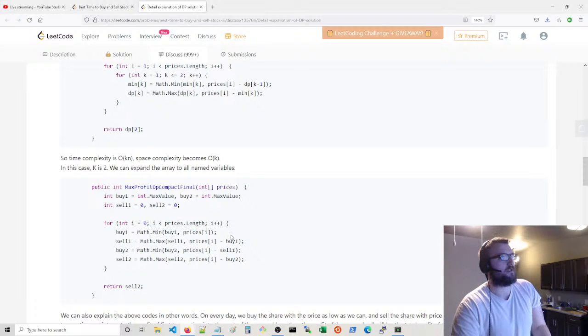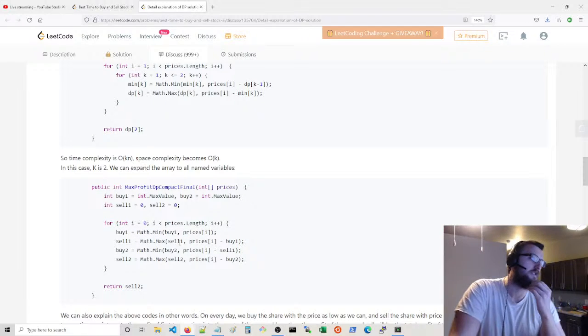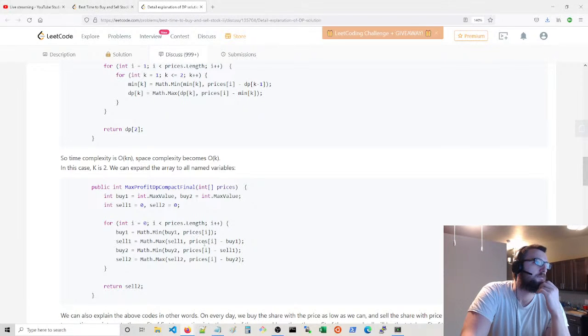So right, the first one is just prices of i. The sell one is the max, so you're going to minimize the price to buy at. The price you sell at is going to come after that. Take the difference between, right, where you decide where to sell, and then buy also updates based off of where you decided to sell.